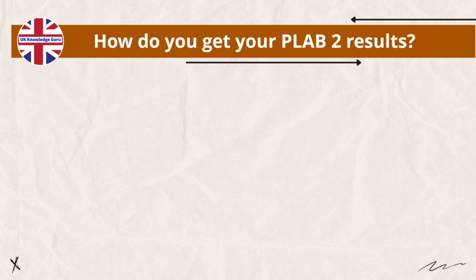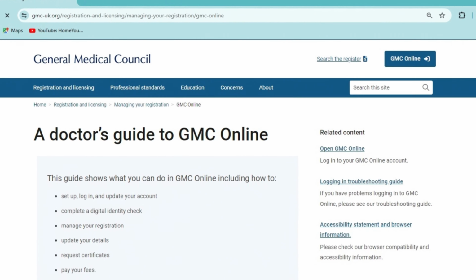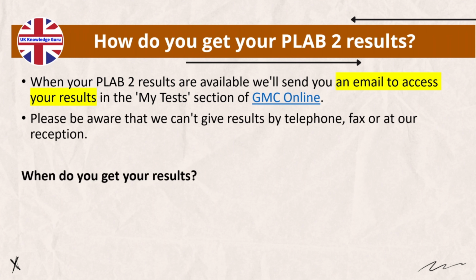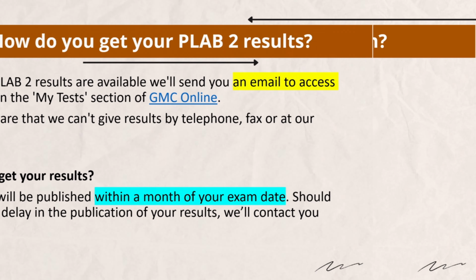How do you get your PLAB 2 results? When your PLAB results are available, they'll be sent out via email and you will have a link. You go on the GMC website, click on My Test and you will be able to find your link. They only email you; they don't phone you or fax you. They will email your results so you can go on the link and find your results. Your results will be published within a month of your exam date. So that's how it works.